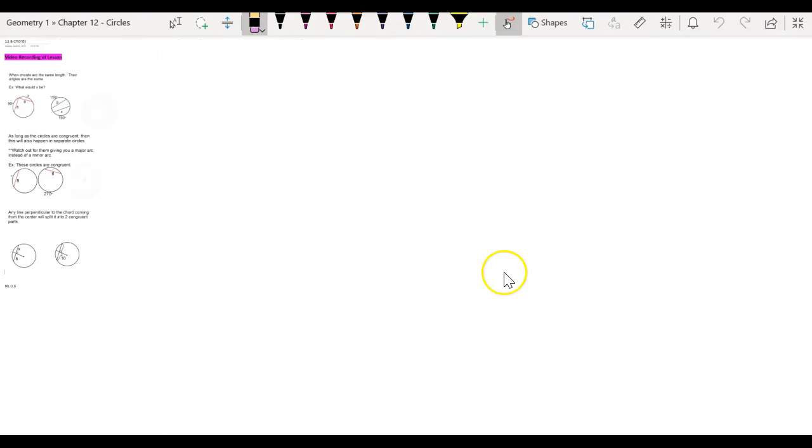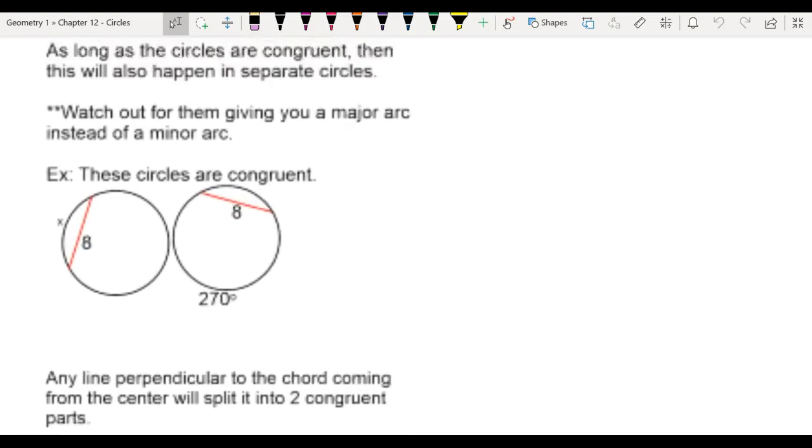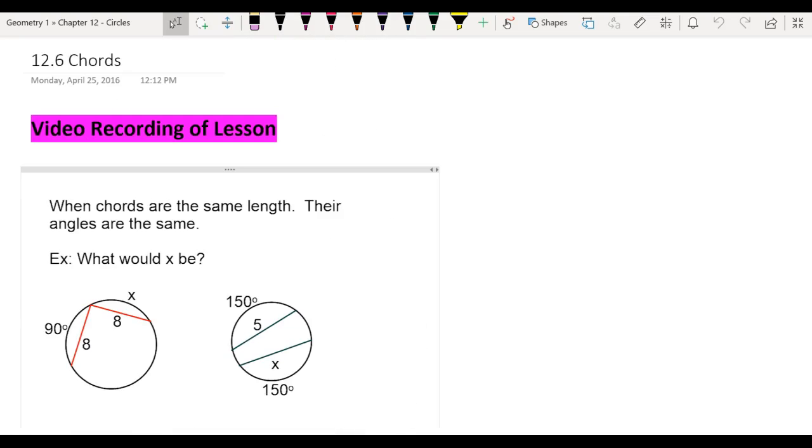All right. So 2.6, chords. Okay. So when chords are the same length, their angles are the same. So for example, you'll see that this chord and this chord, it says they're both 8. So what would x be then? 90. Okay. The converse of that is true.